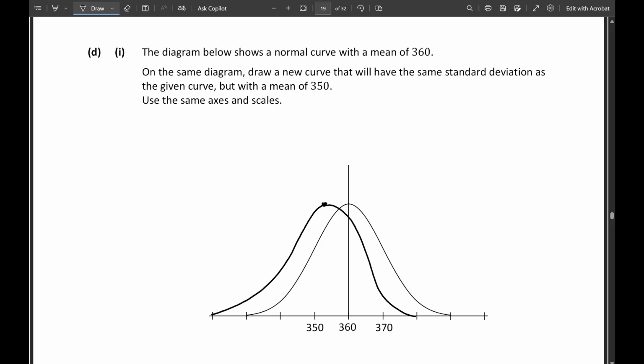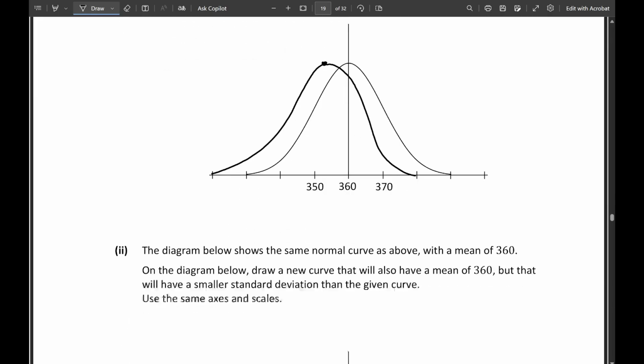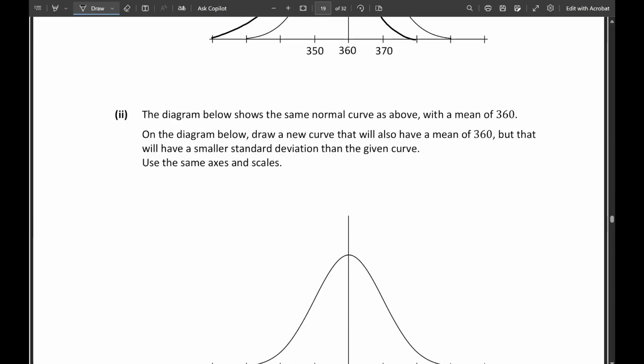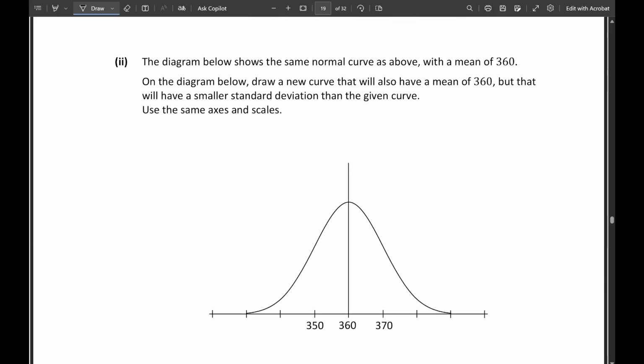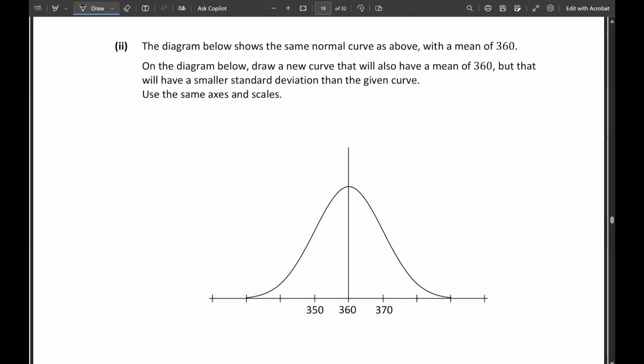So kind of just look a bit like that. The diagram below shows the same normal curves above mean that. I'll draw a new curve that will also have a mean of 360, but that will have a smaller standard deviation than the given curve. So a lot of it will kind of be closer to the mean. So I'll make this a bit steeper. And we'll go like that.